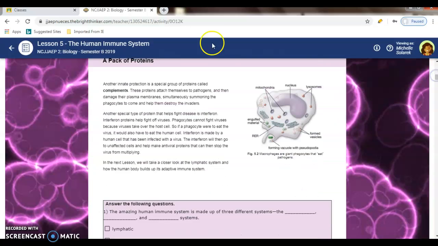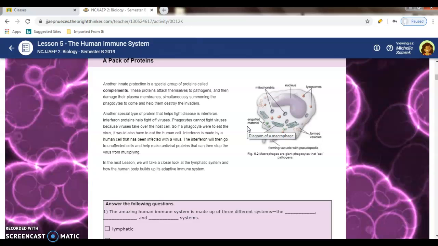And then now we talk about the pack of proteins. This is the type of macrophage that we were talking about that eats the pathogens. These types of proteins are complements, and these proteins attach themselves to pathogens and then damage their plasma membrane, summoning the phagocyte to come and help them destroy the invader. So that's basically how we fight off diseases, fight off viruses.